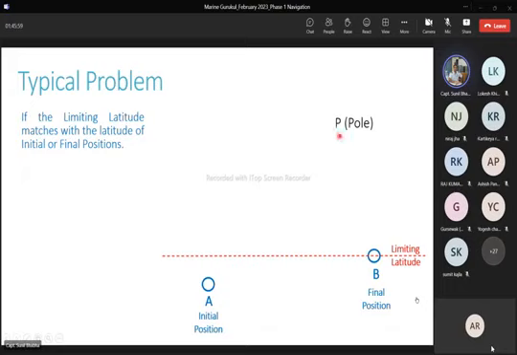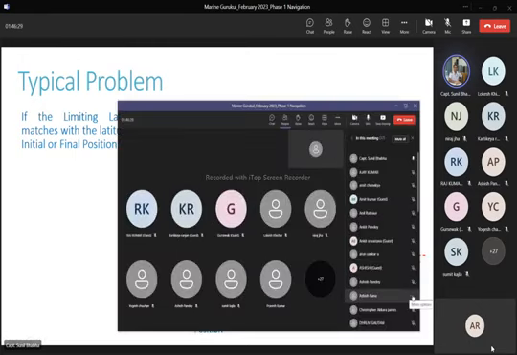Let's now plot the pole. You can see the pole P plotted in the diagram. Now from the pole, let's draw the meridian of A. So PA represents the meridian of A, one of the sides of our diagram. Let's plot the meridian of our final position also now. So PB is the meridian of B.